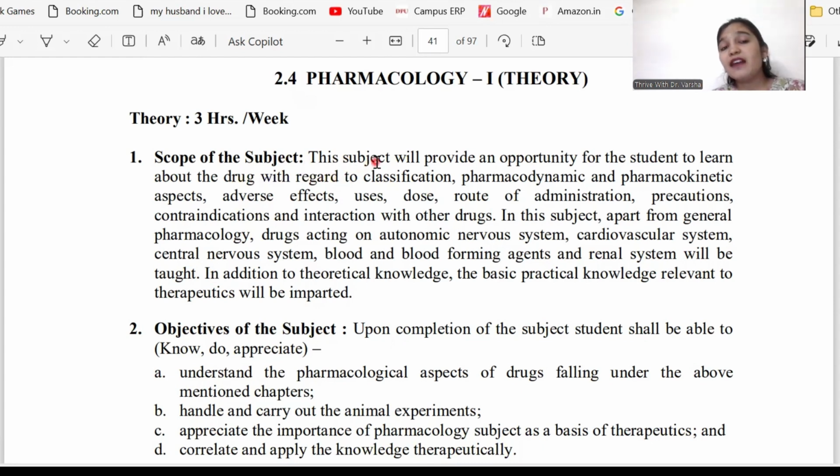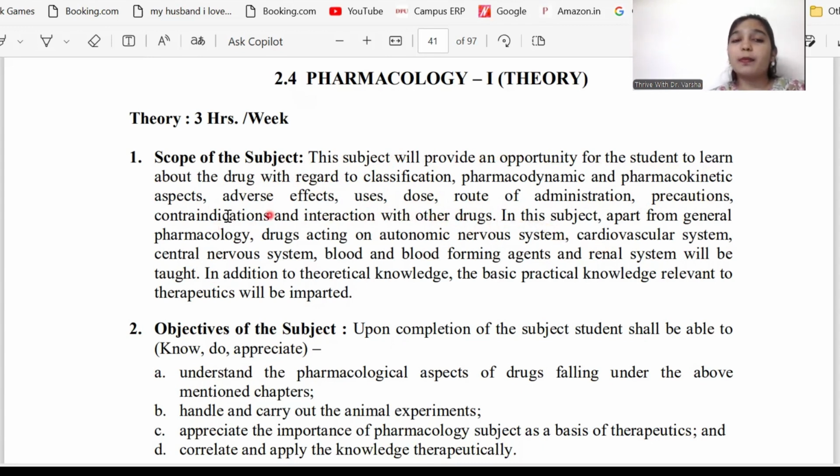Then why will we study this subject? What is the scope of this subject? Because it will provide an opportunity for the student to learn about drugs with regard to their classification, pharmacodynamic and pharmacokinetic aspects, adverse effects, uses, dose, route of administration, precautions, contraindications, and interaction with other drugs.